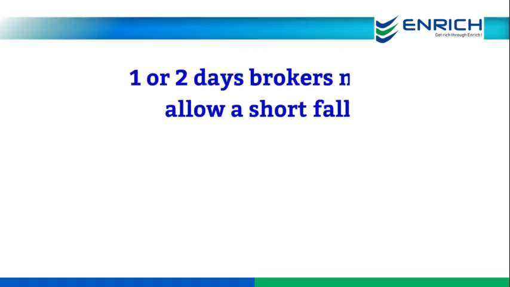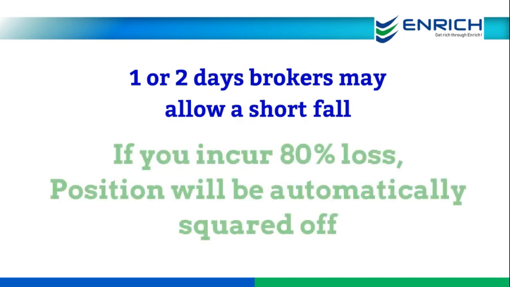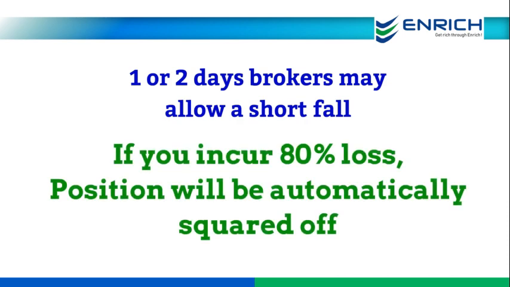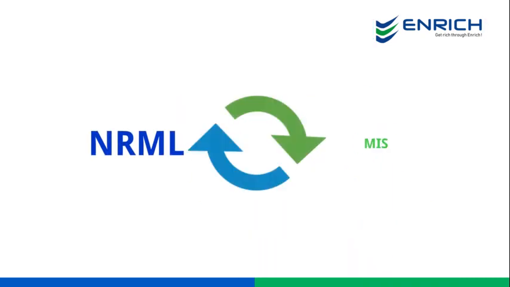Now the brokers may allow a shortfall in the margin for a day or 2. And if you do not clear the margin shortfall on time, a margin shortfall penalty will be charged on the positions held in your trading account. And if you incur an 80% loss during the trading process, your position would be automatically squared off. So make sure to carry over your position without margin shortfall. Likewise, we can convert the NRML positions to MIS.